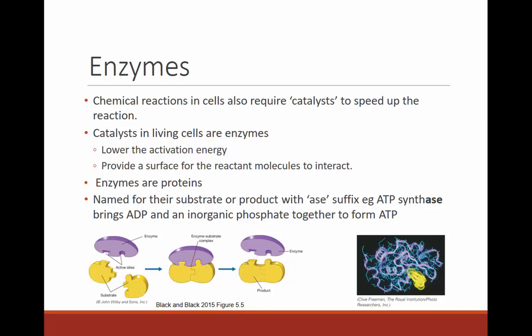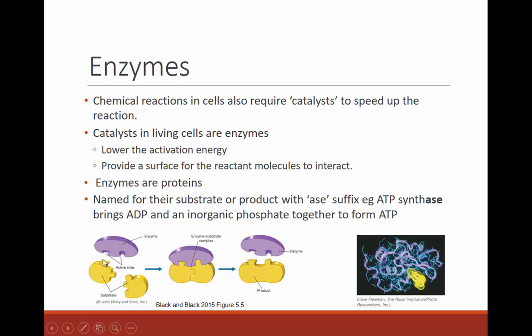So if we look at the enzymes, so enzymes are proteins and they catalyze a reaction. So if you look at the diagram down the bottom, we've got this purple bit, which is the enzyme. And it's a particular enzyme, and it's named basically for what it does. So if these two substrates were ADP and phosphate, this would be known as ATP synthase.